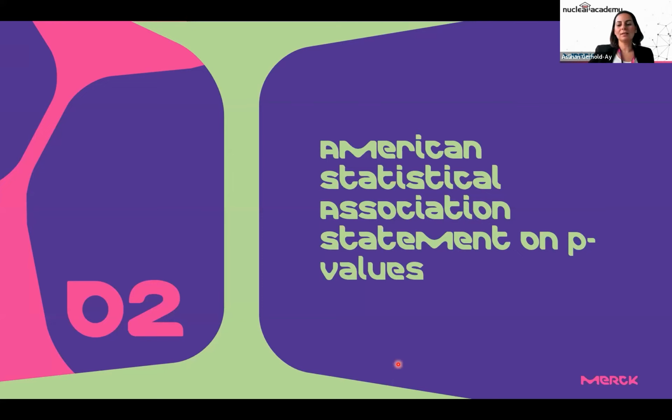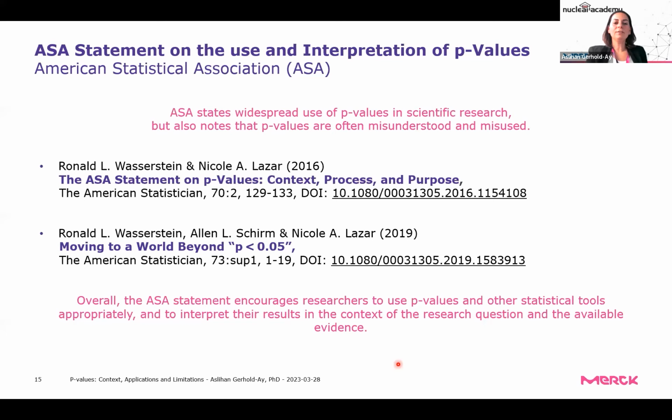Another statement regarding p-values that is really helpful comes from the American Statistical Association. They have published two publications, which I think are very important. Please read them and enjoy. One is the ASA statement on p-values: context, process, and purpose, and the other, in 2019, was moving to a world beyond p less than 0.05.